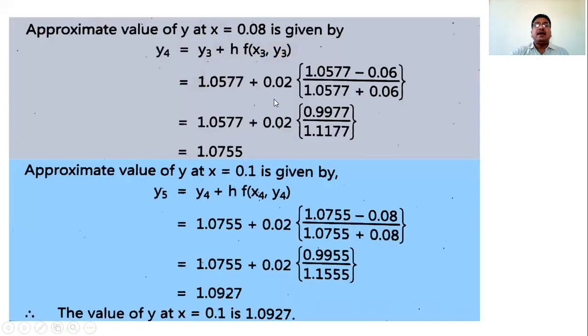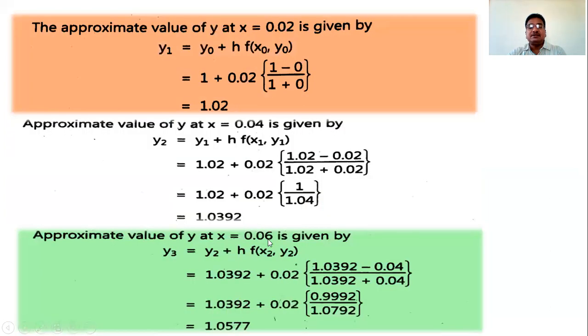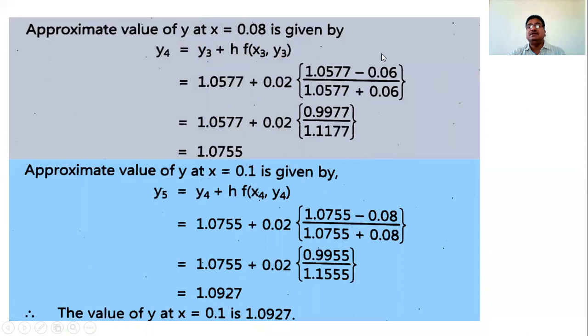Then y at 0.08 is given by the formula y4 equal to y3 plus h f(x3, y3). y3 is this, h is 0.02, and then x3 and y3. What is y3? y3 is from the previous step. And x3 is 0.06. Then we have this answer.